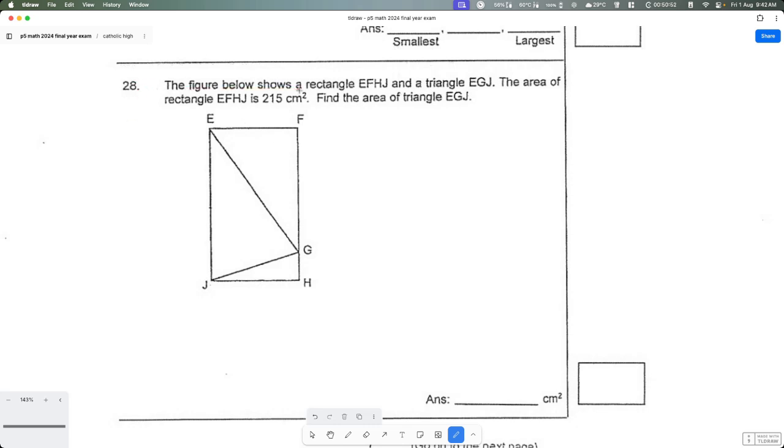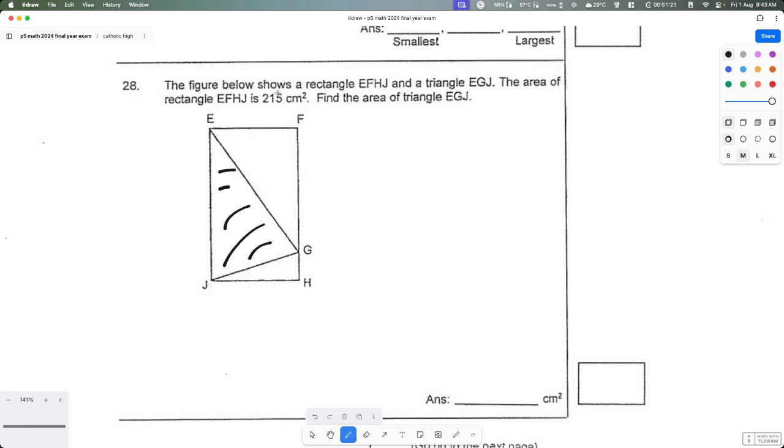Okay, the figure below shows a rectangle EFHJ and a triangle EGJ. The area of the rectangle EFHJ is 215 centimeters square. Find the area of EGJ, which is, let me just put the thing here. So something like this.